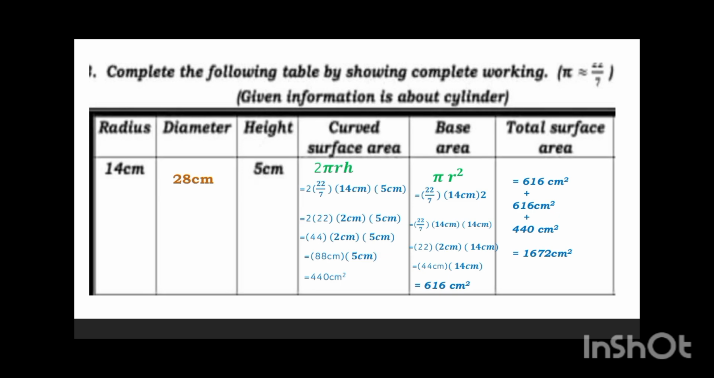Now curved surface area is 2 pi rh. I have to put the r value and h value in the formula, that is 2 pi rh. Then after complete working, you're going to get 440 centimeter square, and base area is pi r square. So for the base area, again you put the value of r square and you get your answer.